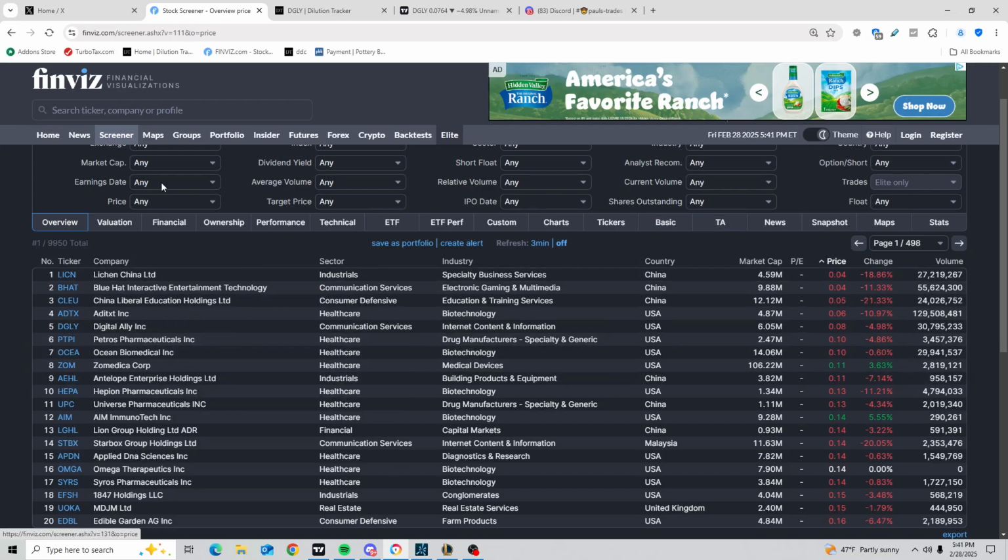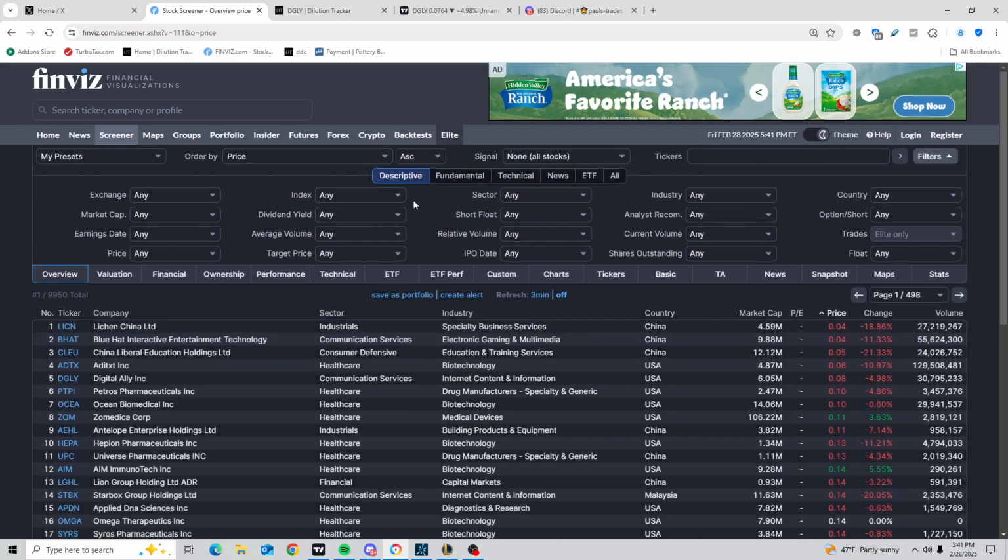So the only thing that you should really rely on FinViz for is the screener part. It's the best screener and the most user-friendly one that I use, and it's free. You don't have to pay for anything. They have a premium version, but honestly, you really don't need it.